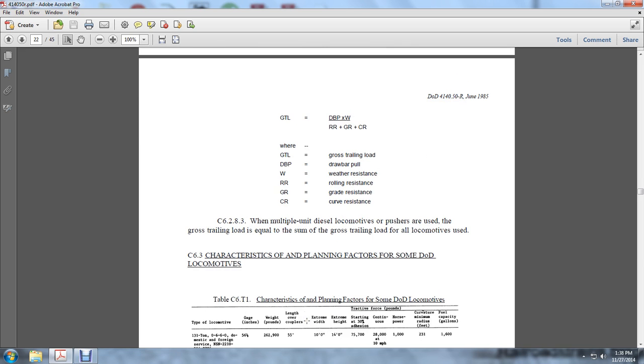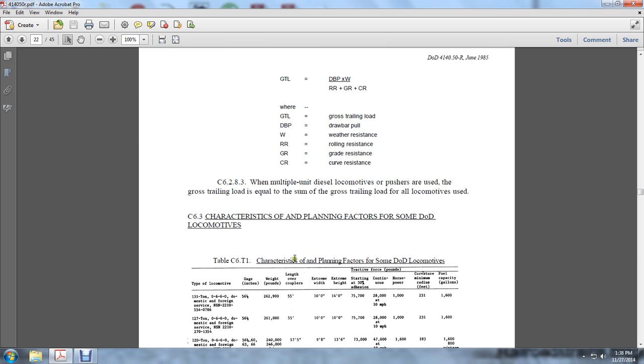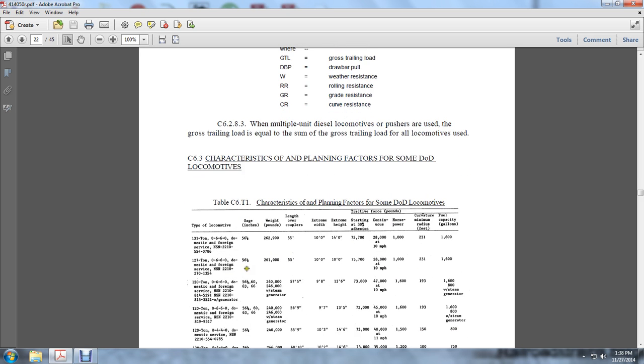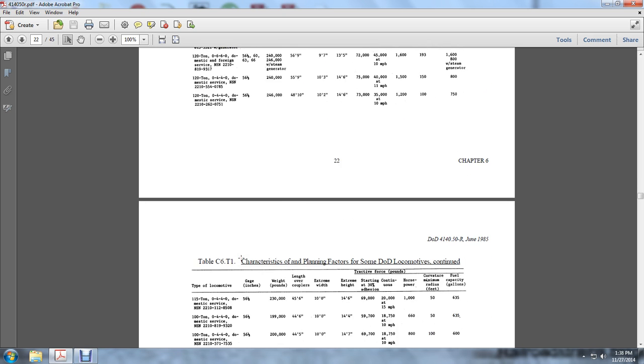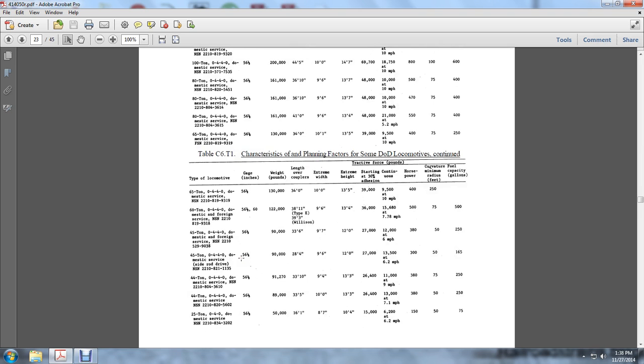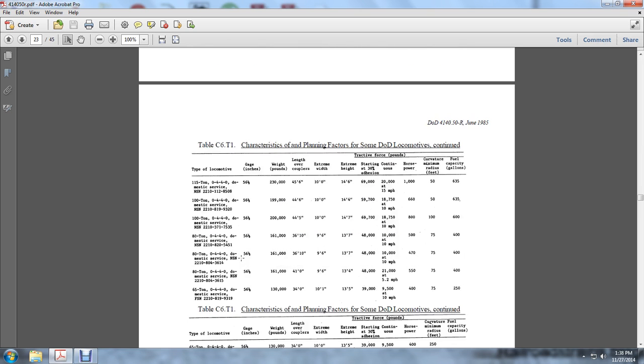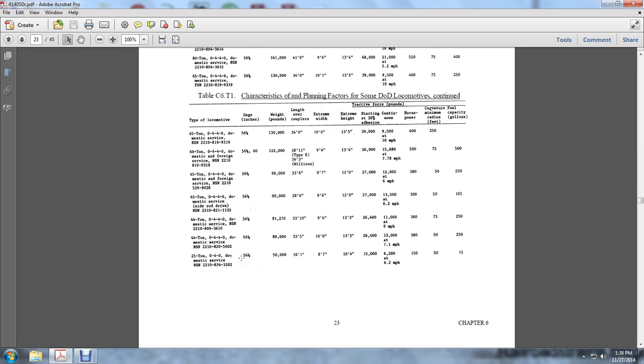The characteristics and planning factors of some of the DoD locomotives. These are the characteristic planning factors of the locomotives: the type of locomotive, the gauge in inches, the weight in pounds, the length over the couplers, the extreme width, the extreme height, the starting tractive effort at 30% adhesion, the continuous horsepower, the curvature, the minimum radius, and the fuel capacity. All of these are for 120-ton diesel locomotives. These charts are the planning factors from the DoD locomotives.